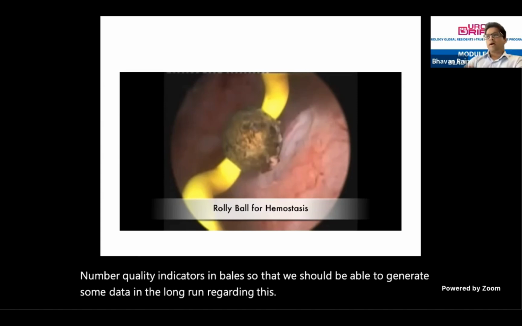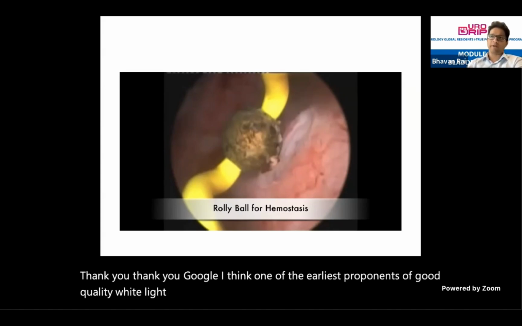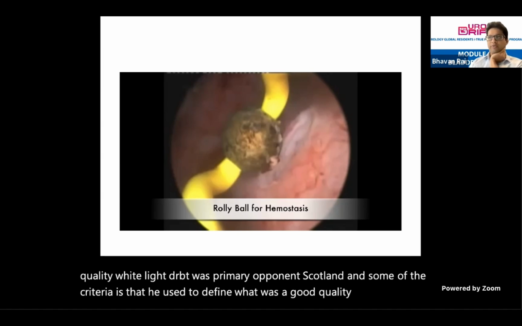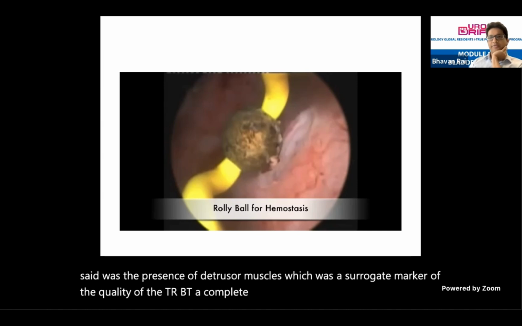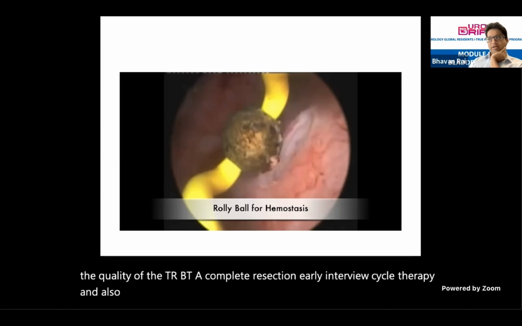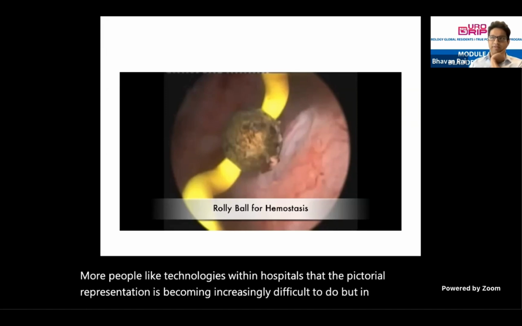Thank you, Gokul. I think one of the earliest proponents of good quality white light TURBT was Bhavan Rai from Scotland, and some of the criteria that he used to define what was a good quality TURBT, as you said, was the presence of detrusor muscle, which was a surrogate marker of the quality of the TURBT, a complete resection, early intravesical therapy, and also a pictorial representation. It's interesting that with more paperless technologies within hospitals, the pictorial representation is becoming increasingly difficult to do. But in any case, these were the criteria that were put in.